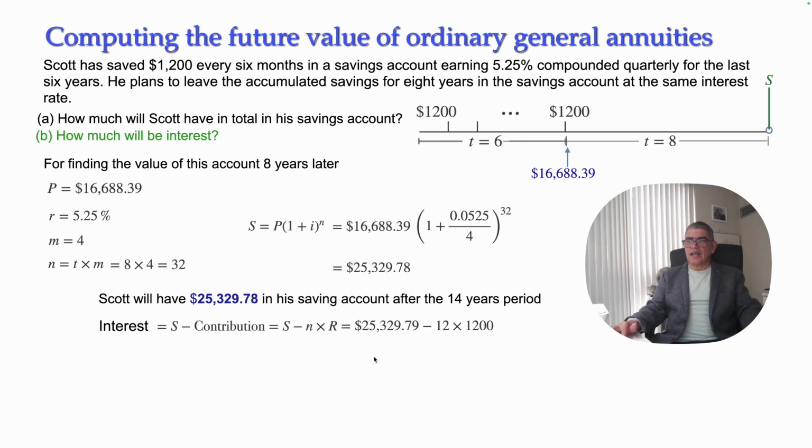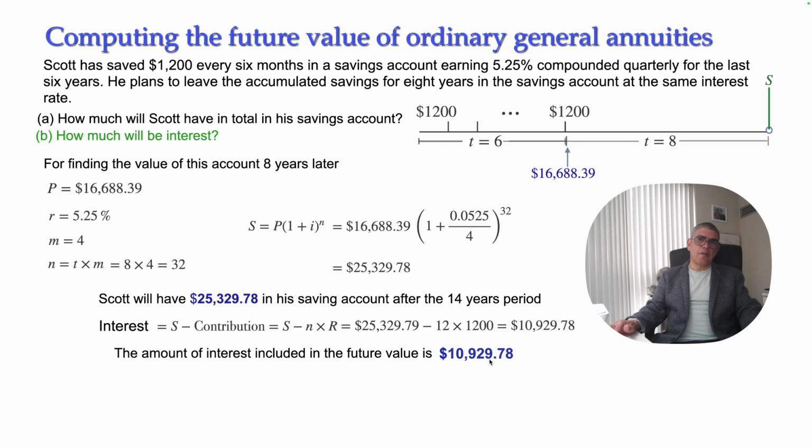So make this, and you found that the total interest earned by Scott during these 14 years was 10,929.78. So the amount of interest included in the future value is 10,929.78. And with this, I finish this problem.